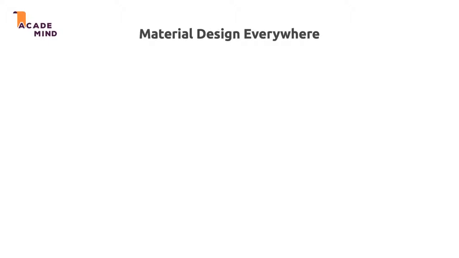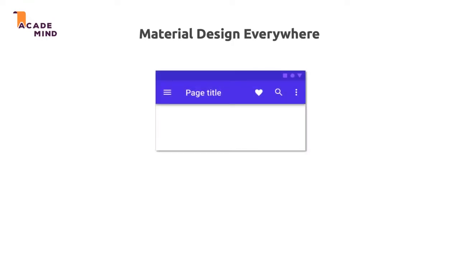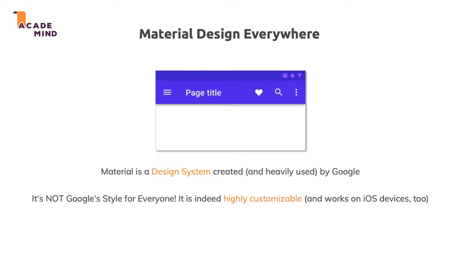In the first app, you already saw it, and throughout this course you will see it. Flutter by default embraces the Material Design system, the Material Design language. Material Design looks like this, as an example, and it's a design system created and heavily used by Google. Now, it's not Google style for everyone though. It's highly customizable and works on iOS devices too, so you can also use it in your iOS apps.